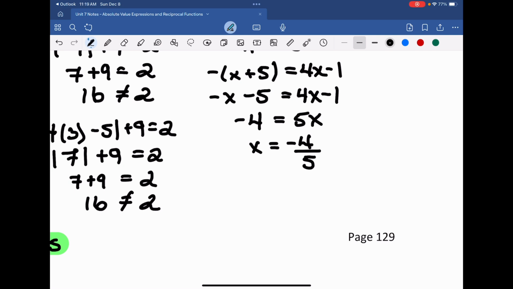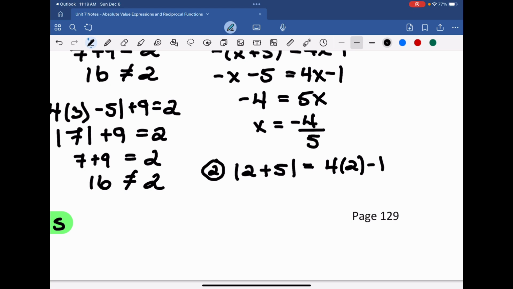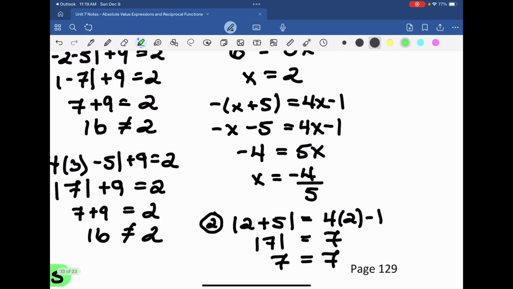Excellent. Okay, now we got to make sure we verify these, right? So let's do that below just because of the room we have available. Step number 2, we're going to say for the first one, 2, which is the x value, plus 5 absolute is equal to 4 times 2 minus 1. This is the same as the absolute of 7, which is equal to 8 minus 1, which is equal to 7. Yes, 7 equals 7. And as soon as we see that the left-hand side equals the right-hand side, go up and highlight that solution there.